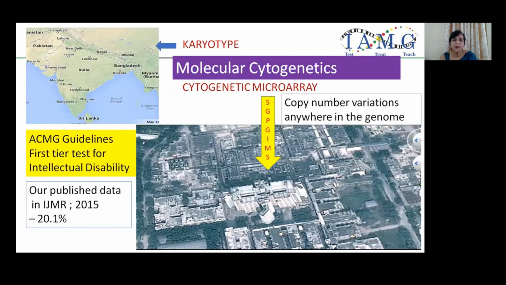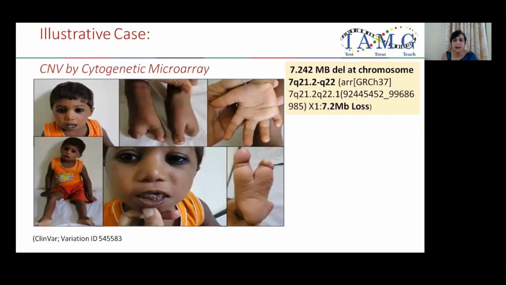So if you compare karyotype to a map of India where Lucknow is seen as a dot, then cytogenetic microarray can be considered a Google Maps, where not only Lucknow, but you can see even our institute, SGPGI hospital, in the picture. So this is the high resolution karyotype. Cytogenetic microarray is a very high resolution karyotype, and it gives a diagnostic yield of around 20% as per most of the studies shown worldwide. Hence, it is the first tier of test for children with developmental disabilities, intellectual disability, or autism.